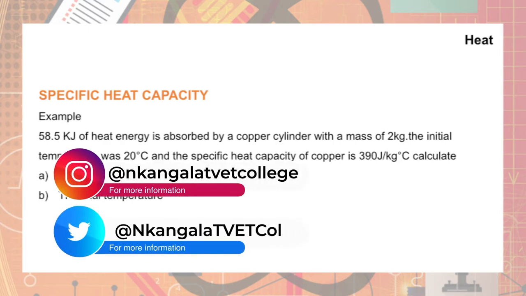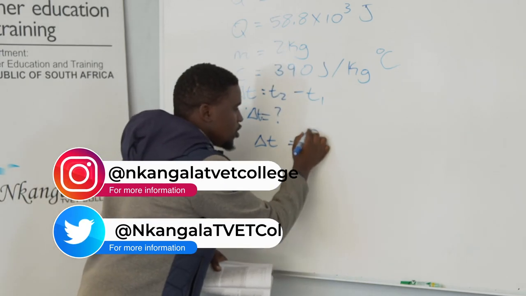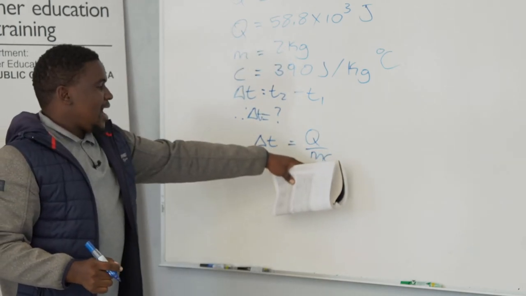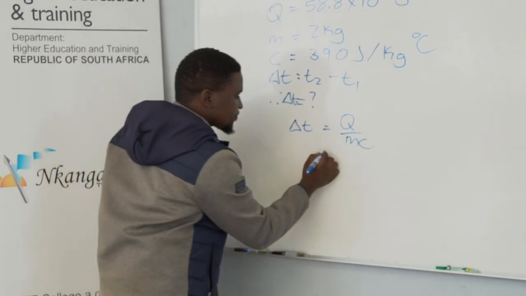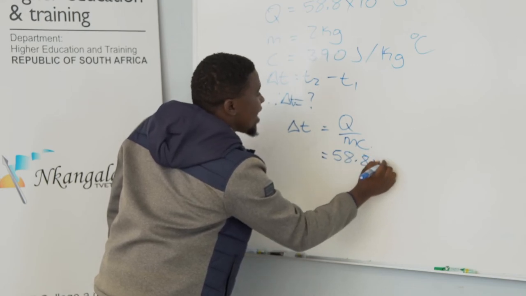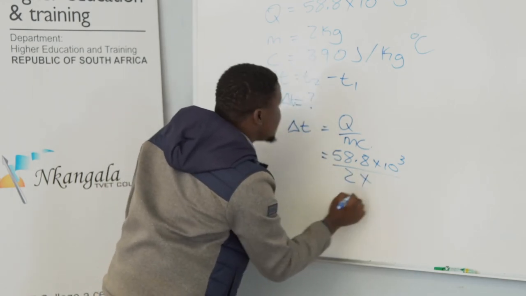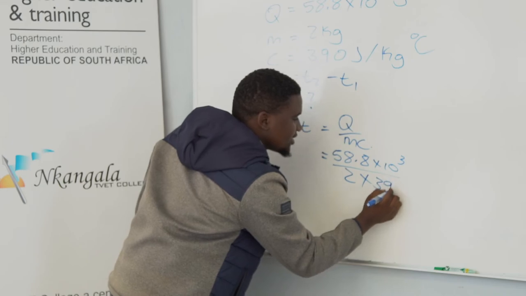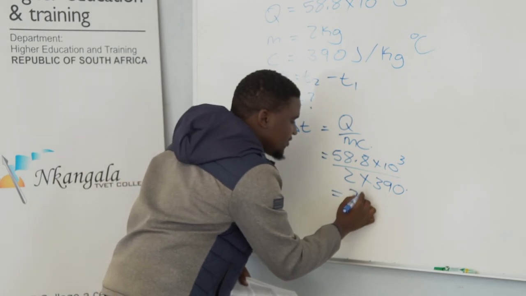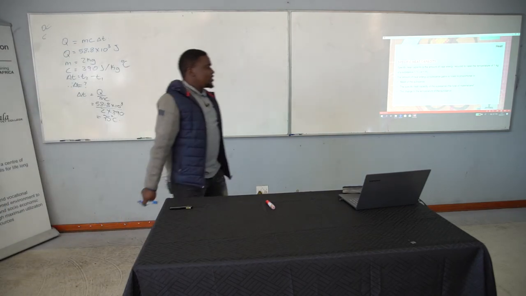Now, this is what we have. We know that our change in T is equal to Q over MC. This Q is our heat, M our mass, C our specific heat capacity. Then this is 58.8 by 10 to the power 3 divided by the mass, which is 2, multiplied by the specific heat capacity, which is 390. Then we found that our answer is equal to 75 degrees Celsius. The follow-up question, let us look at our PowerPoint slides.